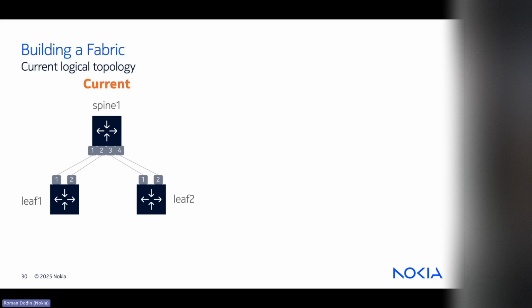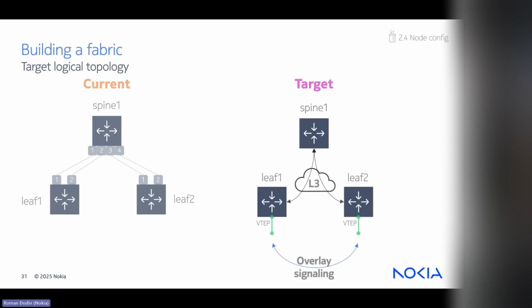You remember that we have this setup with two leaves and one spine, all connected with two interfaces from leaves to spines. Nothing configured on them. No IP addresses, no routing protocols, no BGP, just the links, and that's it. What we want to do is create a fabric.